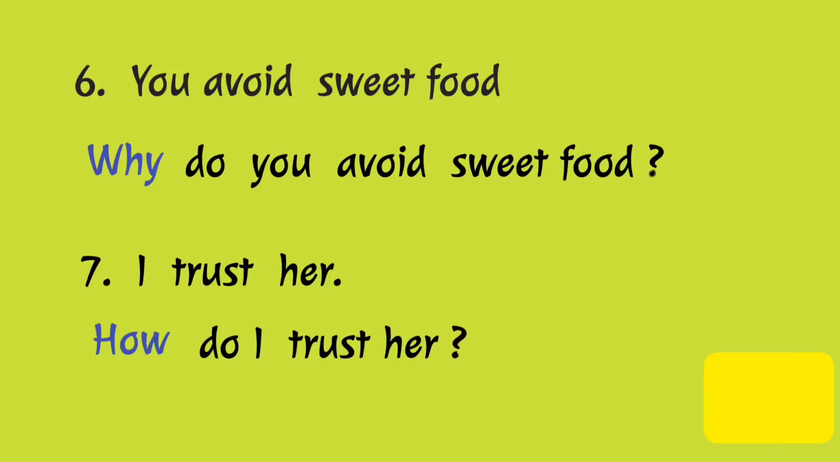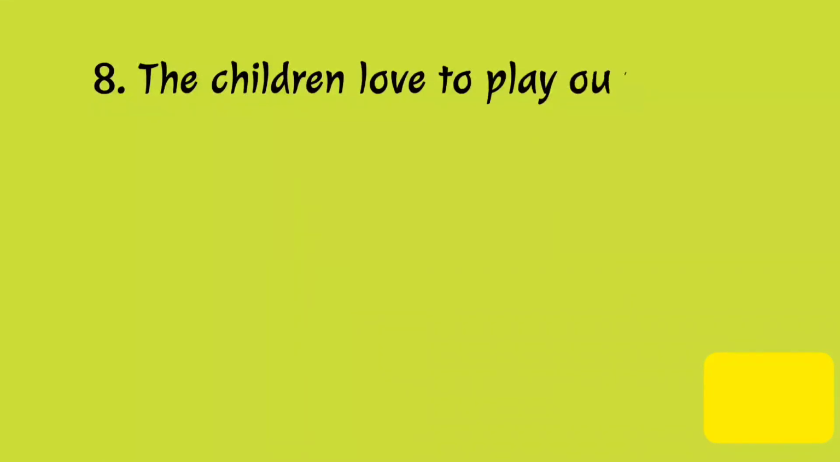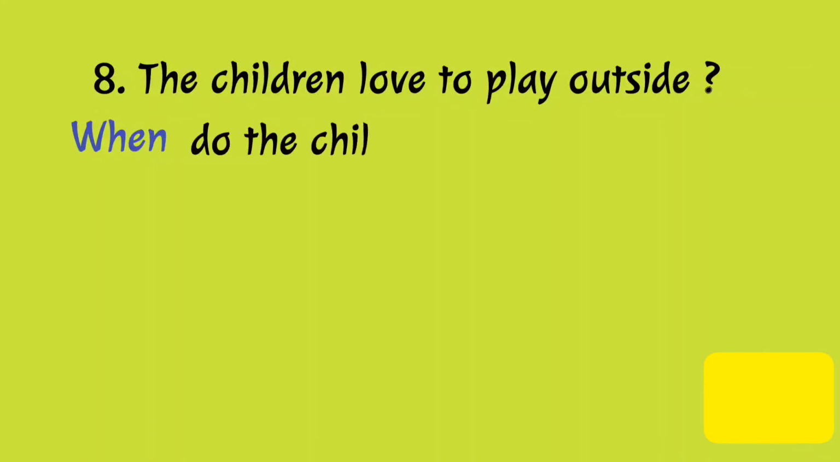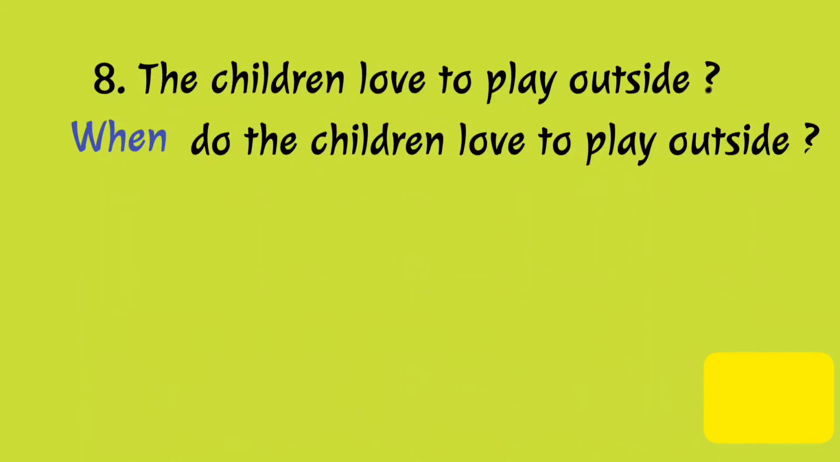Number 8, we are going to use a noun. The noun, the children. The children here is plural, so the pronoun is they. The children here is the same as they. And there is no auxiliary verb, so the auxiliary verb we have to use is do, because the children here is the same as they. So for example, I want to ask the reason, why, and then auxiliary verb do plus the subject the children. Why do the children love to play outside?